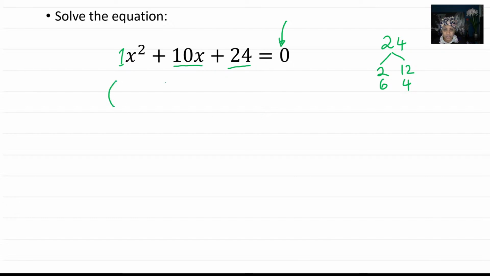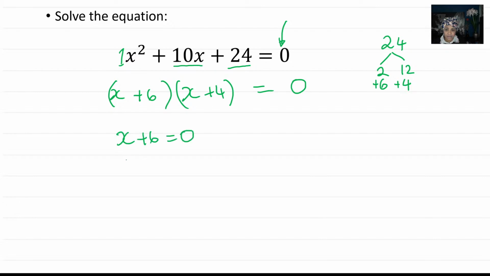So we're going to have 2 brackets here, and then our numbers are both plus here. So we're going to have x plus 6 and then x plus 4 equals to 0. Now at this point, we're going to take one of the brackets and make it equal to 0. So x plus 6 is equal to 0. And then we're going to rearrange, minus 6 minus 6. So x is equal to negative 6.